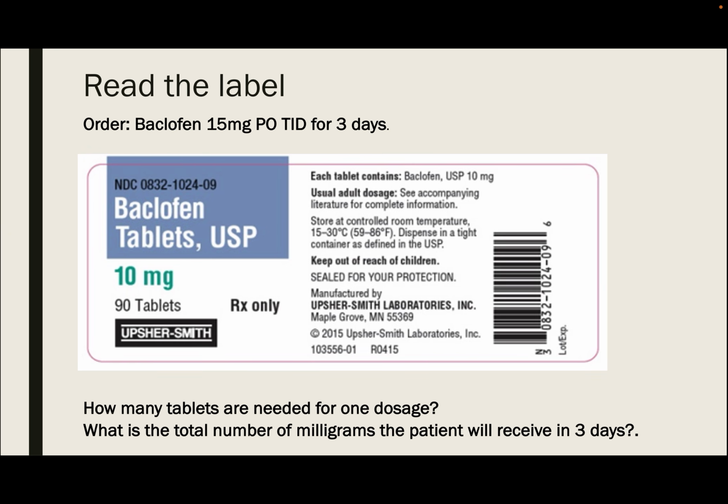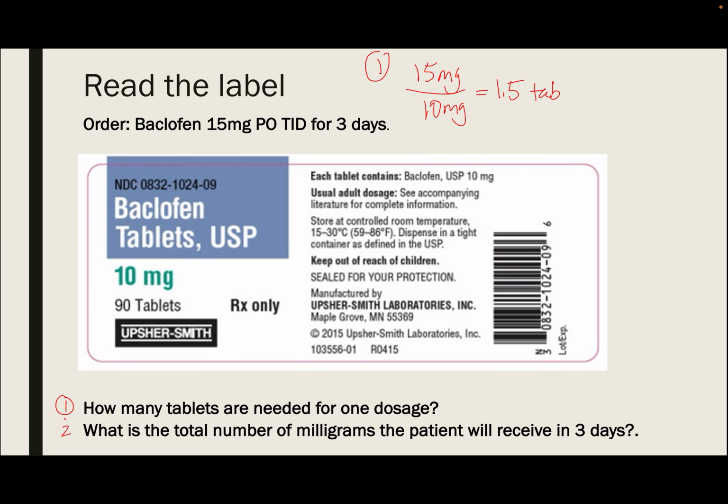So in this case, I have 15 milligrams. That's my order. My available is here on the label, which is 10 milligrams. Okay, and then you're going to divide. So 15 divided by 10, and you get 1.5. Okay, so how many tablets? They're going to get 1.5 tabs. So a whole tab plus a half a tab. That's how we'll get what was ordered, okay? So that's question number 1.